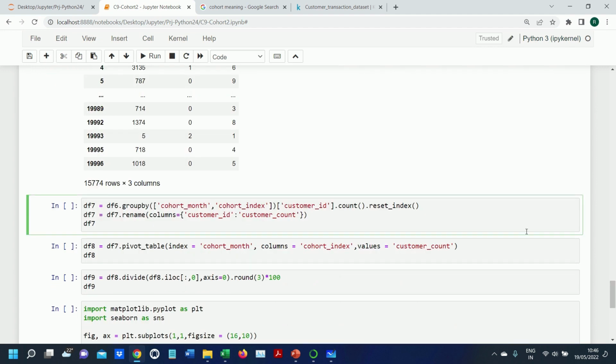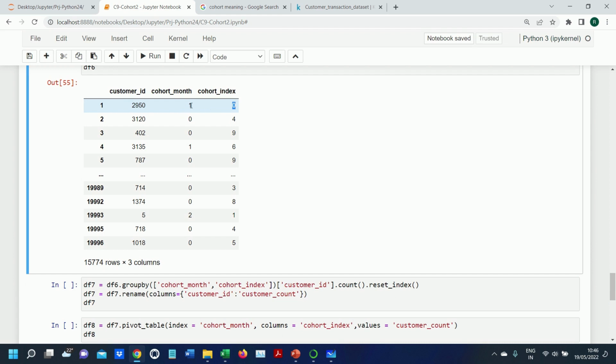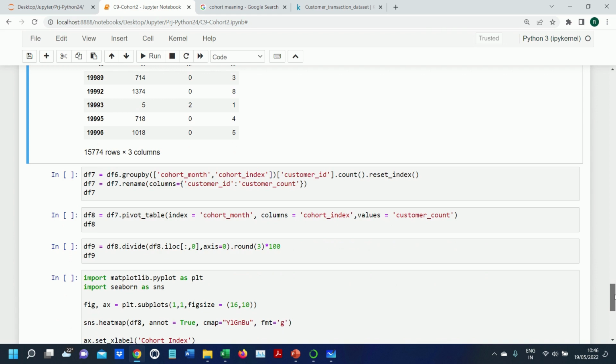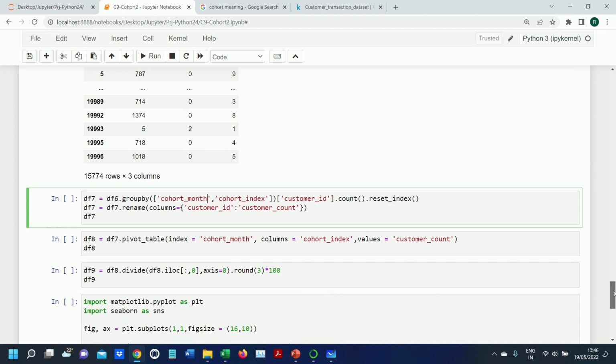Now we don't have duplicates, so we know how many transactions have happened, the initial period of each customer, and in which subsequent month the customer performed the transaction. From this, we need to put it in a way that is easy to analyze. Now let's group by the customer ID and count how many transactions the customer has done in the subsequent months.